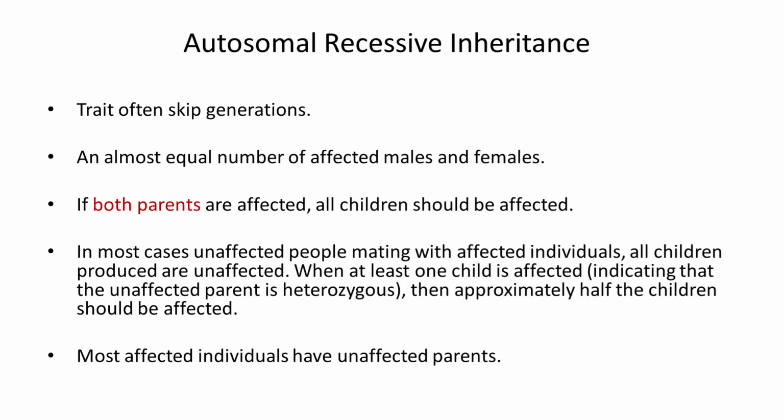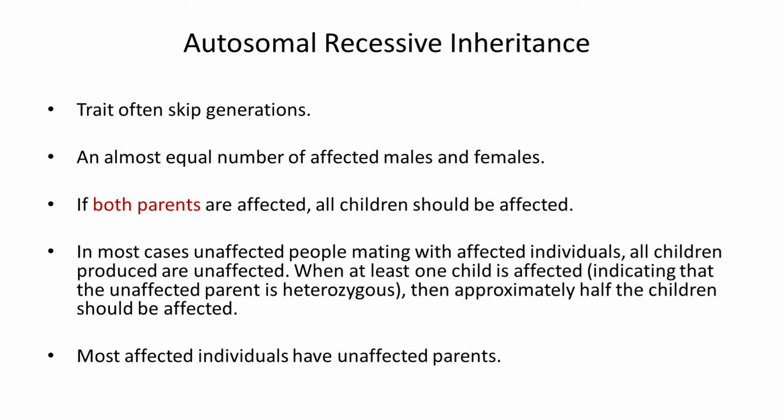Now we are talking about autosomal recessive inheritance. Here the trait often skips generations. In case of recessive inheritance, the trait often skips generations. An almost equal number of affected males and females are there. When both parents are affected, all children should be affected.